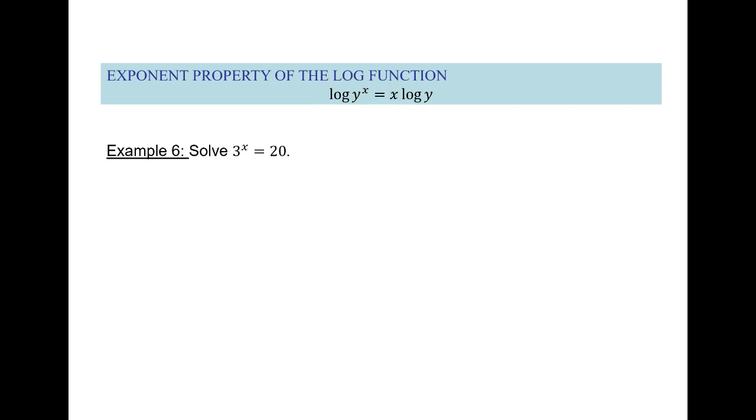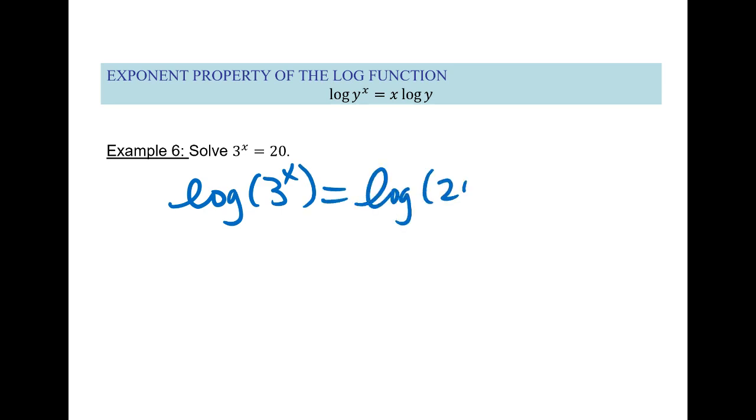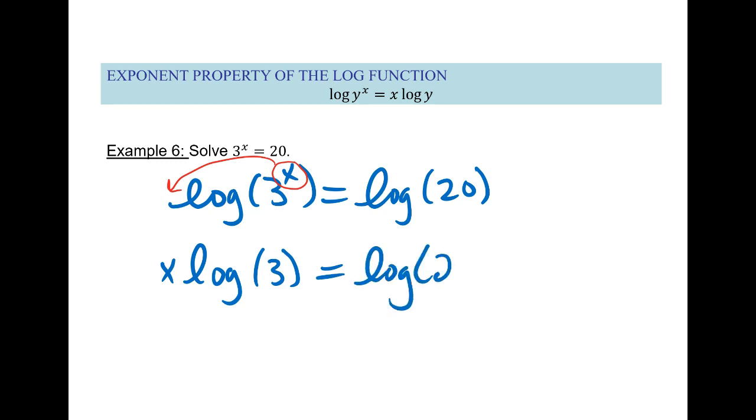Suppose we want to solve 3 to the x equals 20. Well, we notice that our variable is in the exponent. What we're trying to solve for is in the exponent. And so we have to take the log of both sides. We get the log of 3 to the x equals the log of 20. Right, so I did it to both sides of the equation. And now by our exponent property of logs, that x comes out of the exponent. So now I have x times the log of 3, and that equals the log of 20.